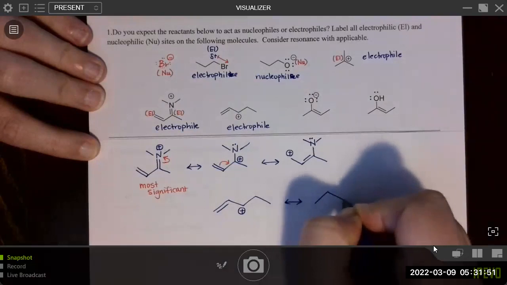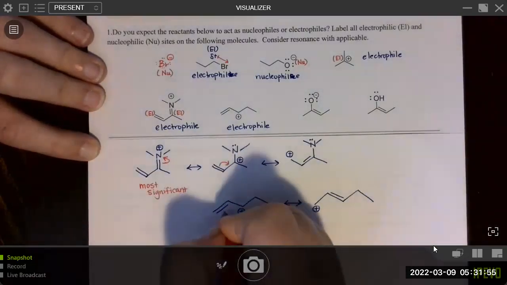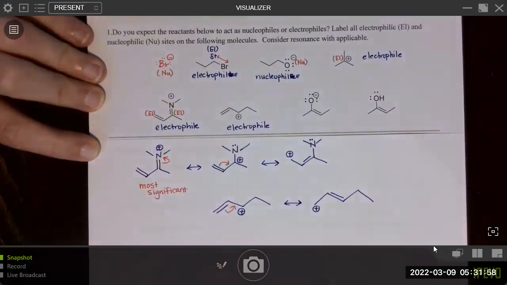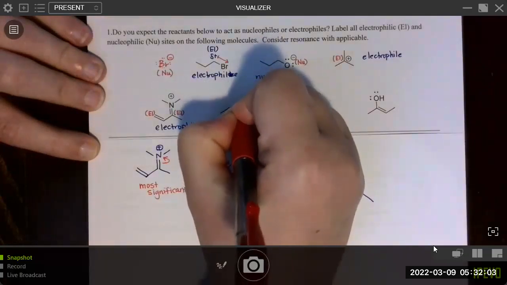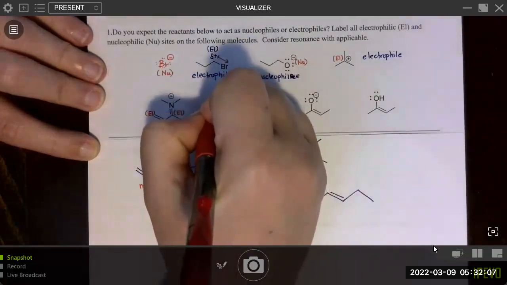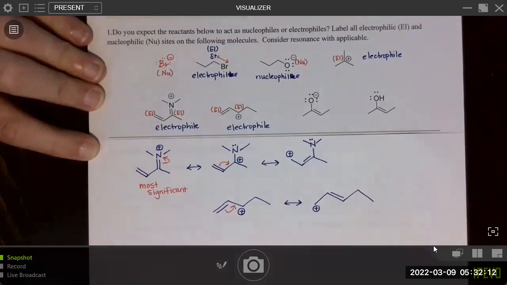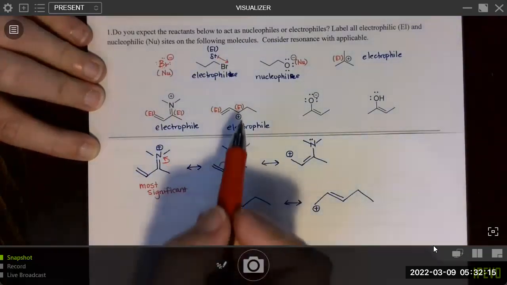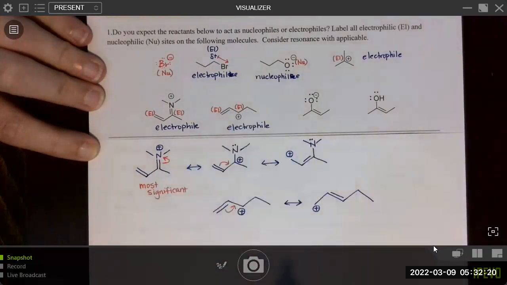In this case, we actually just have two resonance contributors that are related by the allylic carbocation pattern, right? So the electrophilic carbons are not just the one that's shown here, which is this one, but resonance also shows us that this last carbon is also electrophilic, right? And that's really important because nucleophiles could attack either one of these carbons. They actually share the positive charge, which is not indicated if you just look at one structure.